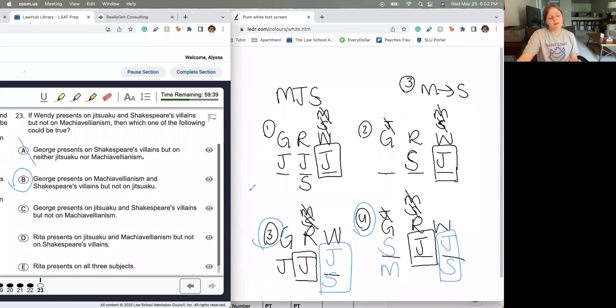B, G presents on M and S, but not J. Okay, that's exactly what we created. In number 4, S and M are in G. We're not having J, so that could happen. And C, G presents on J and S, but not on M. Can't have that happen, because even if I put J and S here, where am I going to put my M? I've got to put my M somewhere. It would have to go into G.